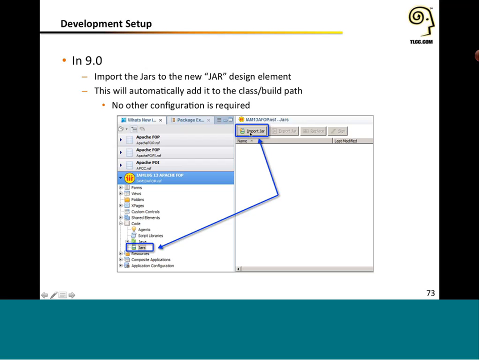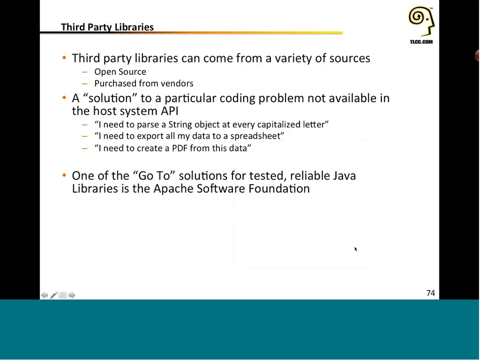Now I know it's significantly easier: you just click on import jar file, and you copy the jar file in from the system. Now, these things can come from a variety of sources: open source, purchase from vendors, a solution for a particular thing. They're typically driven by statements like, I need to parse a string object at every capitalized letter.